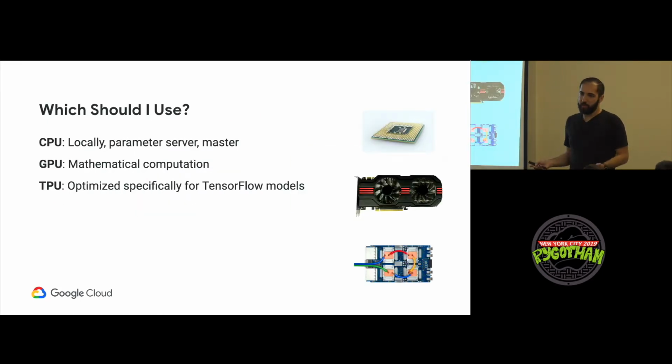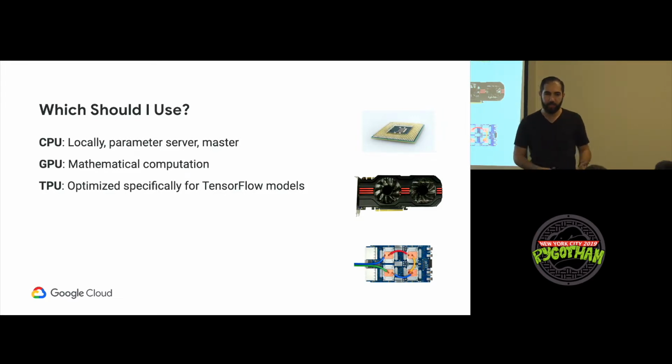So if you're deciding which one of these you should be using, there's a lot of gray area here, but the general idea is that CPUs are really great if you're working locally, if you might be prototyping a model that you're working on with just a small subset of your data, just to see if you can have some minimum viable product. They're also really good for something called a parameter server and your master node, which are things that we're going to talk about a little later in the talk.